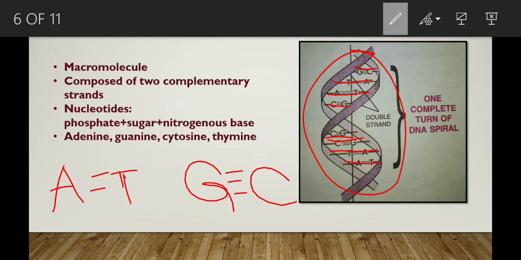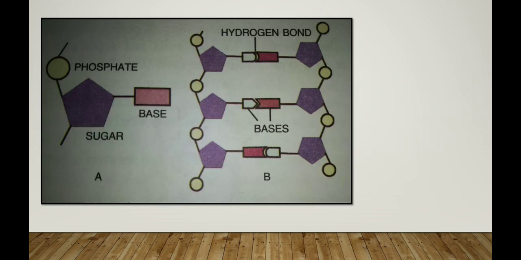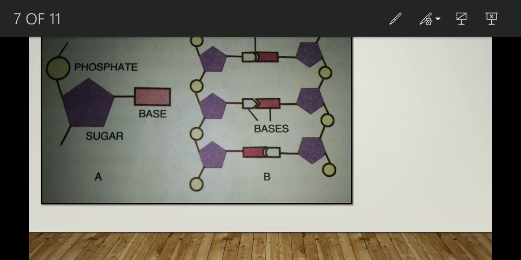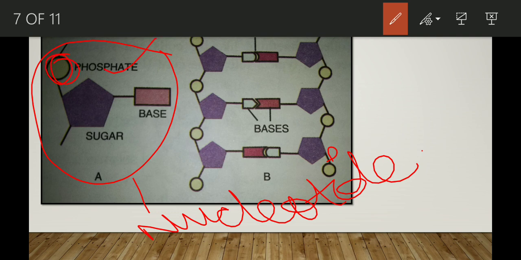Clear? This is basically the structure of DNA. See, this is the structure. This is the structure of a nucleotide. A nucleotide consists of a phosphate group. The yellow portion is the phosphate group. This is the pentose sugar. That's why the structure is like a pentagon. And this is the nitrogenous base that is present. So these three are the constituents of a nucleotide.